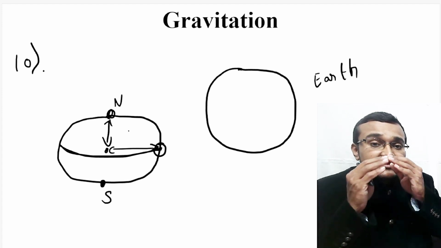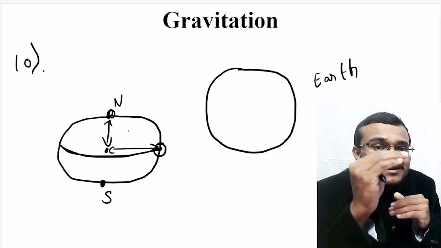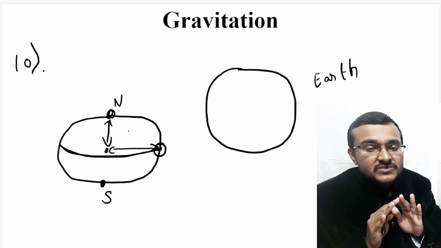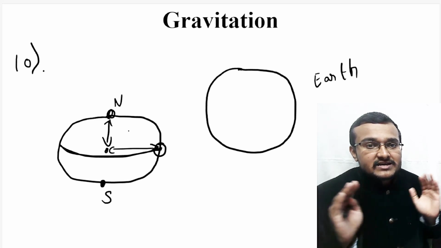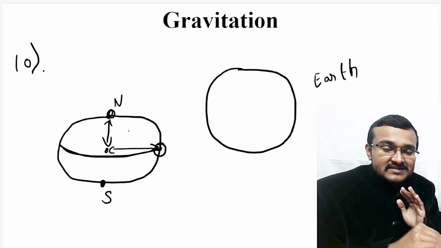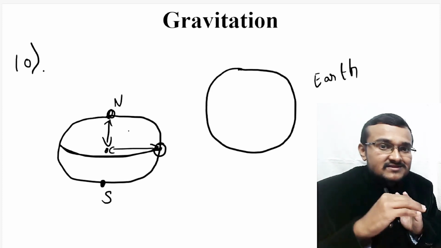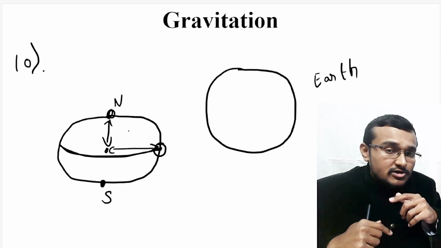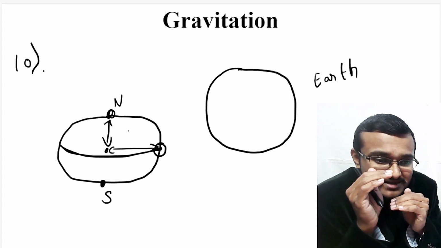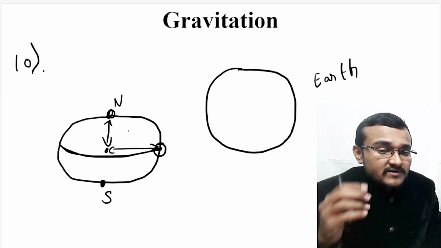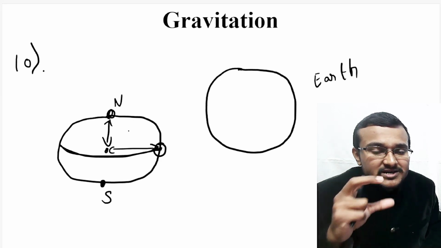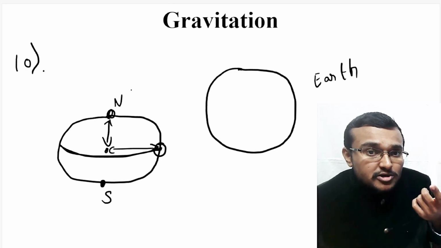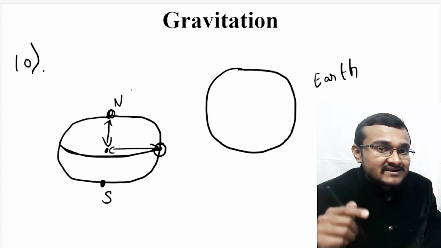So that means the poles are a little bit nearer to the center of the Earth compared to places on the equator. If you calculate the distance from a place on the equator to the center of the Earth, it is greater than the distance from the north pole or south pole. So the north pole and south pole are a little bit nearer to the center of the Earth. Therefore, acceleration due to gravity at the poles will be more compared to the acceleration due to gravity at the equator.